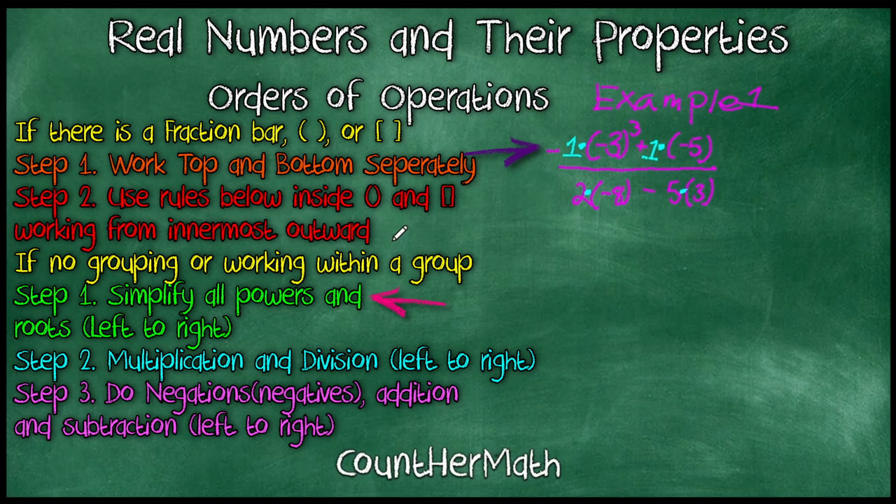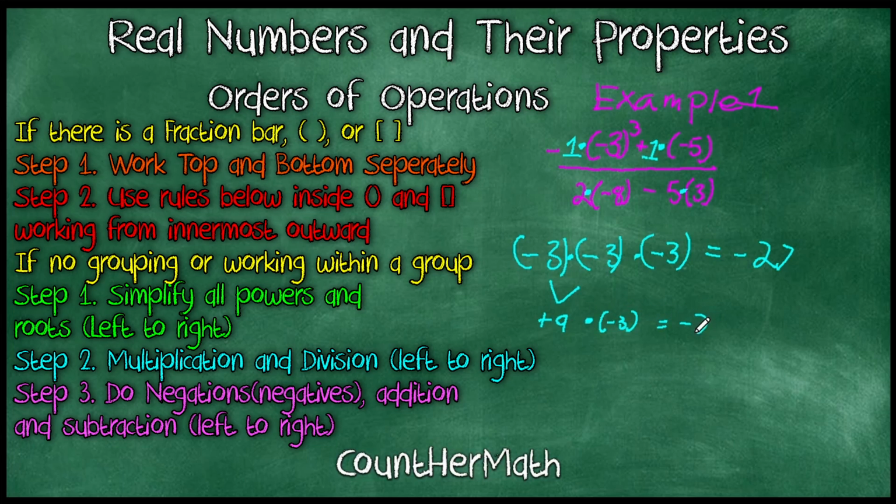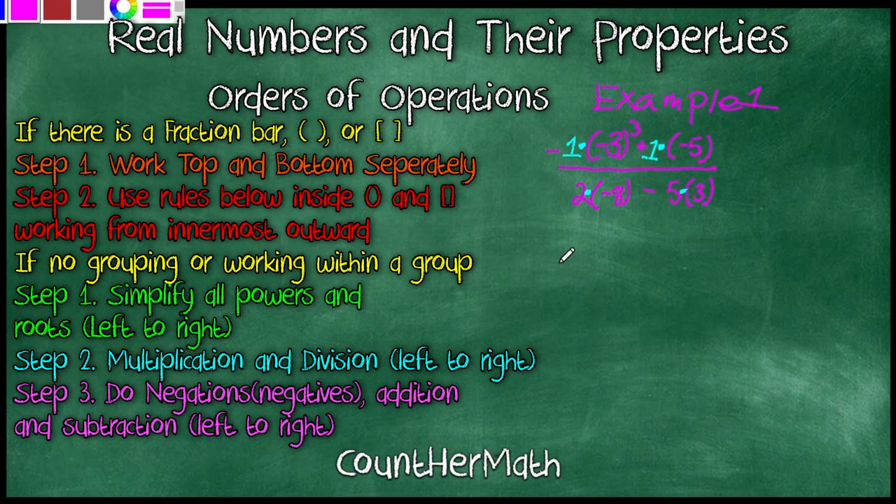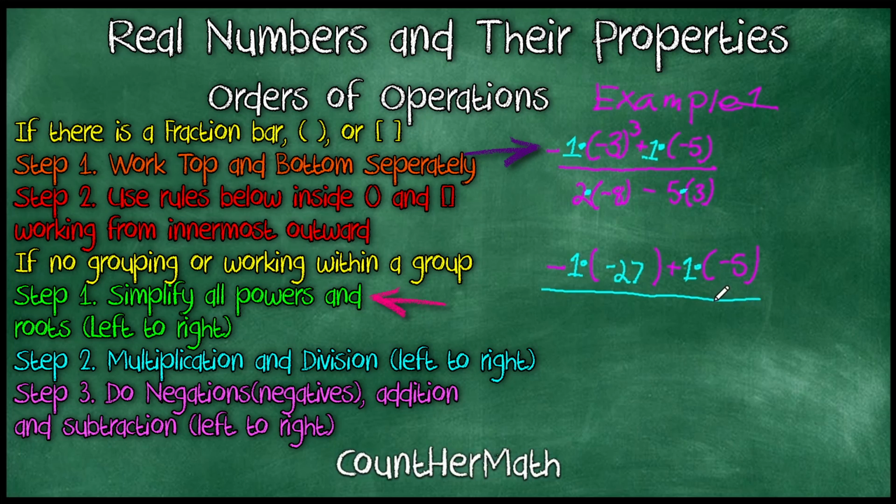Let's look just at the numerator first, where we're going to simplify all powers and roots. We have one set of powers here, -3 to the third power. That means I need to multiply -3 by a factor of 3, which would look like -3 times -3 times -3. -3 times -3 is equal to +9. And then we multiply that by -3, and we get -27.